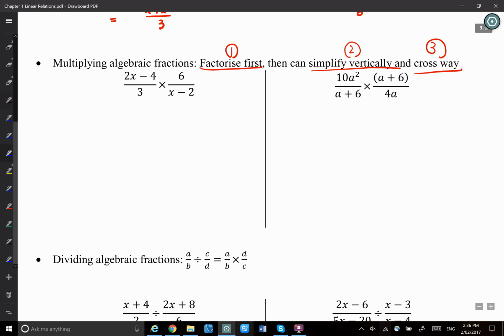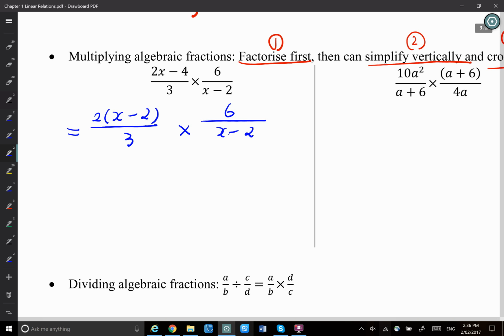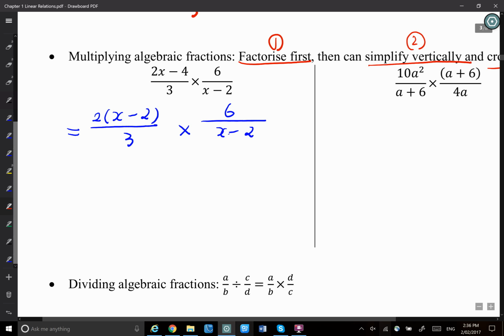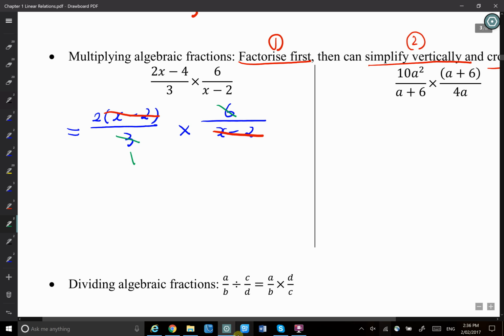So let's do this one. 2x minus 4 over 3, times 6 over x minus 2. Think about vertical: I don't have anything to cancel vertically. But crossways, we have x minus 2 and x minus 2, or we have the 3 and the 6 become 2. So we have 2 here.